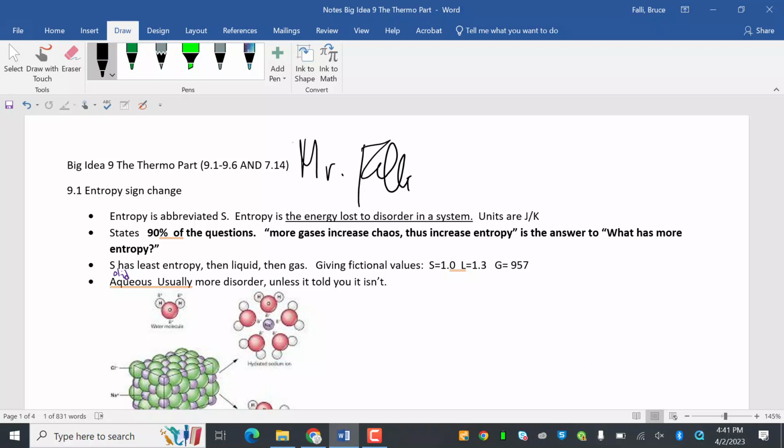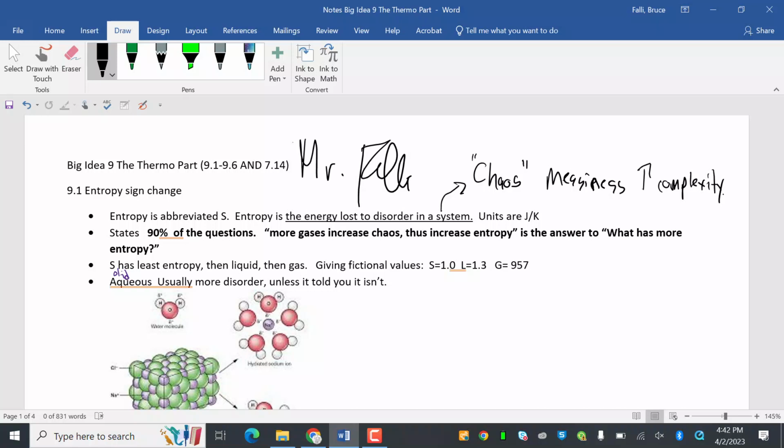Entropy is abbreviated S. Entropy is the energy loss to disorder in a system. So no one ever uses that. It's chaos. It's messiness. It's confusion. It's any way it becomes an increased complexity. Okay? So chaos, believe it or not, always increases.